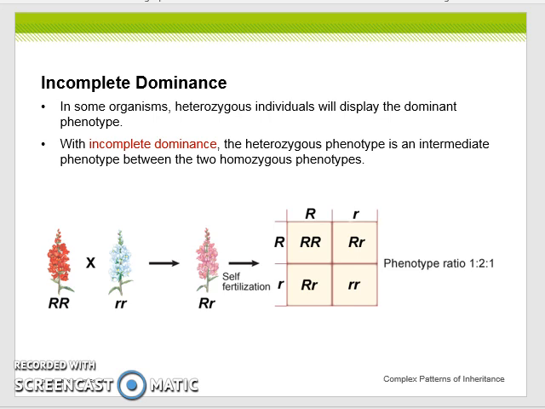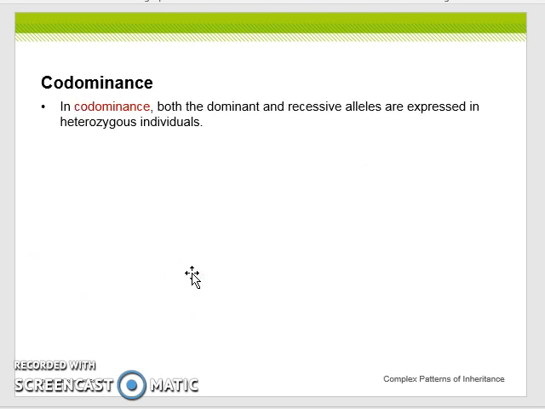Well, what does that mean? That means here we have red, which is homozygous dominant. We have white, which is homozygous white. If we think back to Mendel and his pea plants, the offspring would have been red, because R, the capital, always dominates the small. However, in incomplete dominance, you get something more in the middle. So a mix of red and white equals pink. Both the dominant and recessive alleles are expressed in heterozygous individuals, or hybrids.